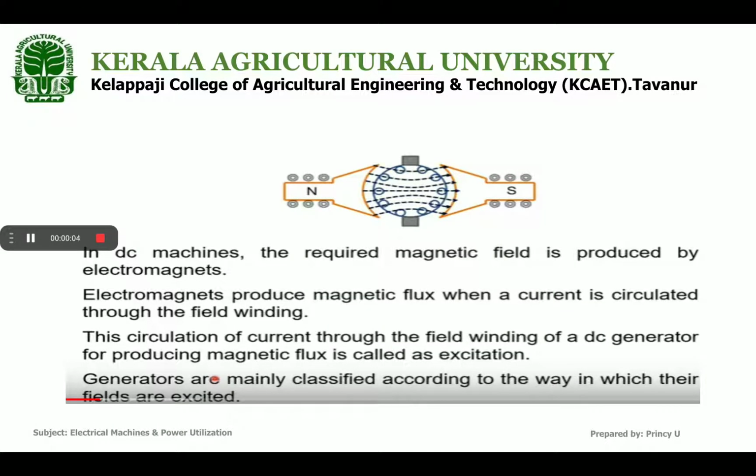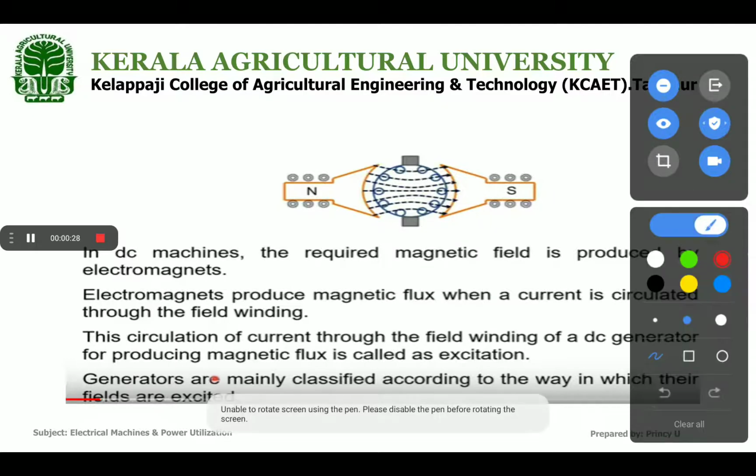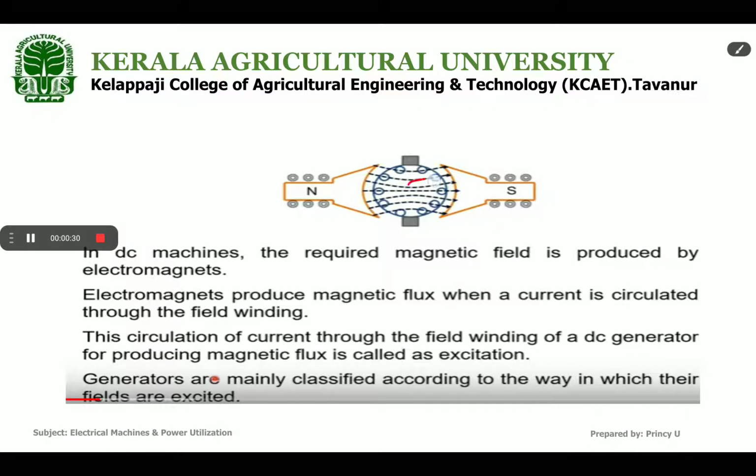Good morning all. In the last class we studied the working of the DC generator: the magnetic poles are stationary and the armature is the rotating part. When the prime mover gives mechanical energy to the shaft, the armature starts rotating. This is the rotating part, and the magnetic poles are used to produce magnetic flux lines.